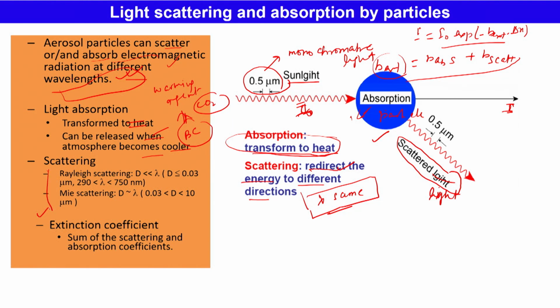Then you have the other component, scattering. Scattering can be because of particles, and it could also be because of gaseous molecules, but here we are mostly focusing on particles. In Rayleigh scattering, the diameter or radius of the particle is much smaller than the wavelength of the incident radiation. For example, lambda is less than 0.03 micron, that is, less than 30 nanometer.